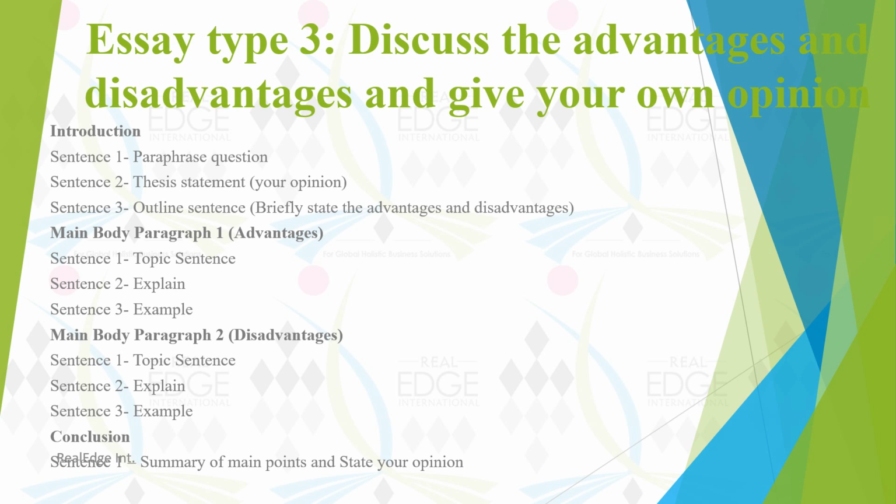Main body paragraph 1, you state the advantages. Sentence number 1, you need a topic sentence. Basically, you state your advantage. Sentence number 2, you explain why this is an advantage. And sentence number 3, you state a relevant example.